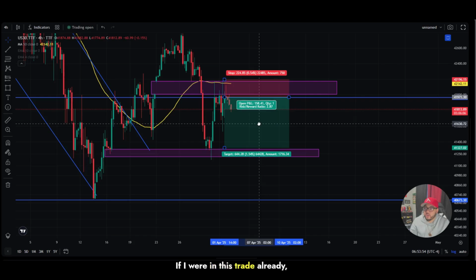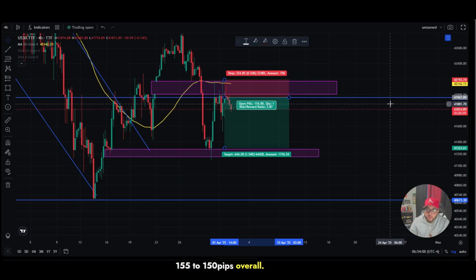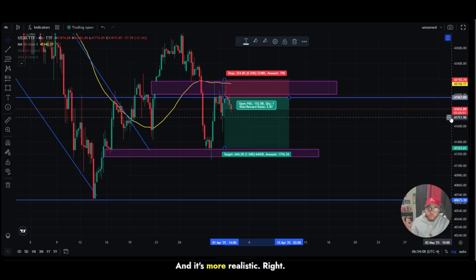If I were in this trade already, I'd be up about 150 to 155 pips overall. If you guys know me, 50 to 100 pips a day keeps the bills away, right? That's how I like to trade, and it's more realistic. Catching 50 pips is more of a normal day. 100 pips and more, it's been a great day. It's been an amazing day.